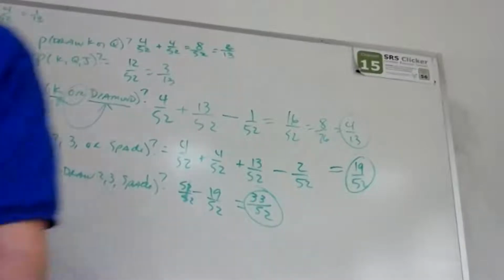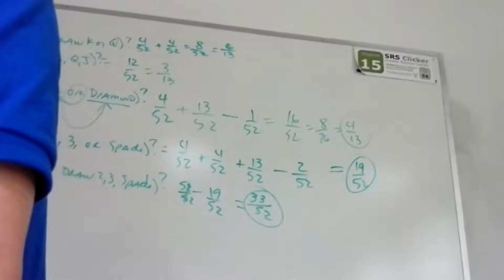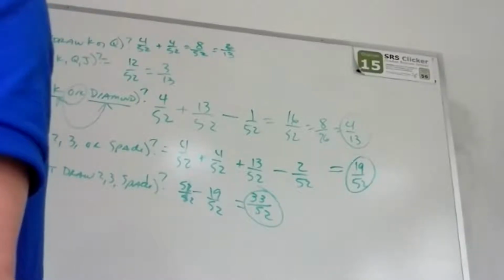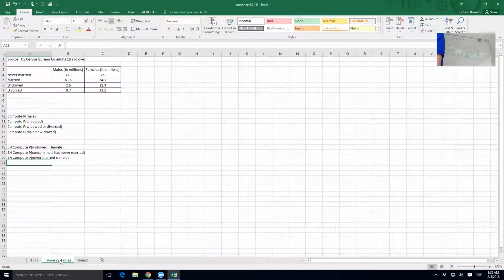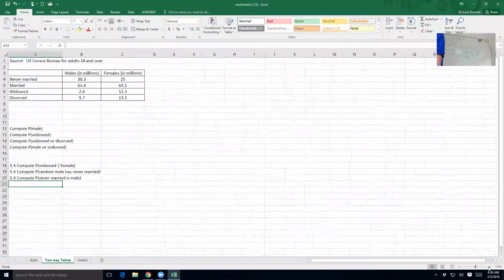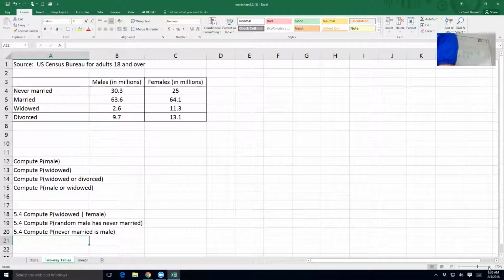All right, let's talk a little bit about two-way tables. Let's go back to this spreadsheet that I had. Okay, so they call this a two-way table. This comes from the Census Bureau for adults 18 and over. Compute the probability that somebody is male. I'm going to pick on Chris. How would you figure the probability that somebody is male given this information?